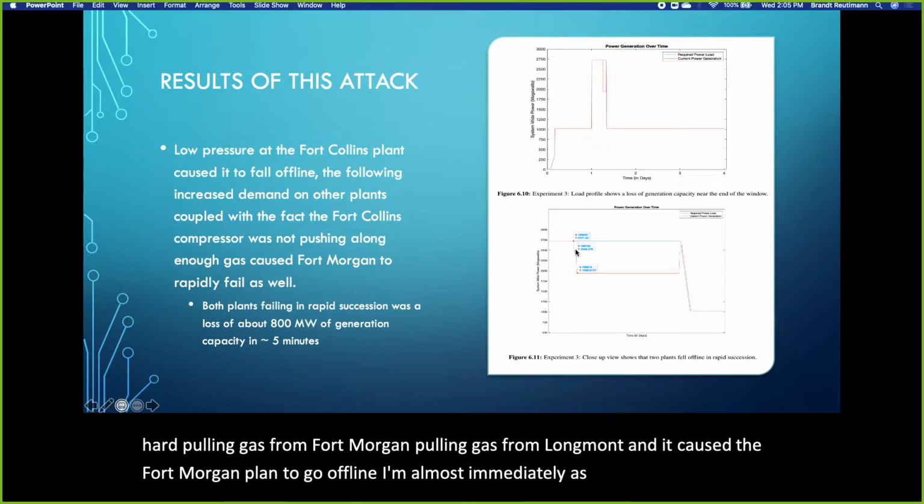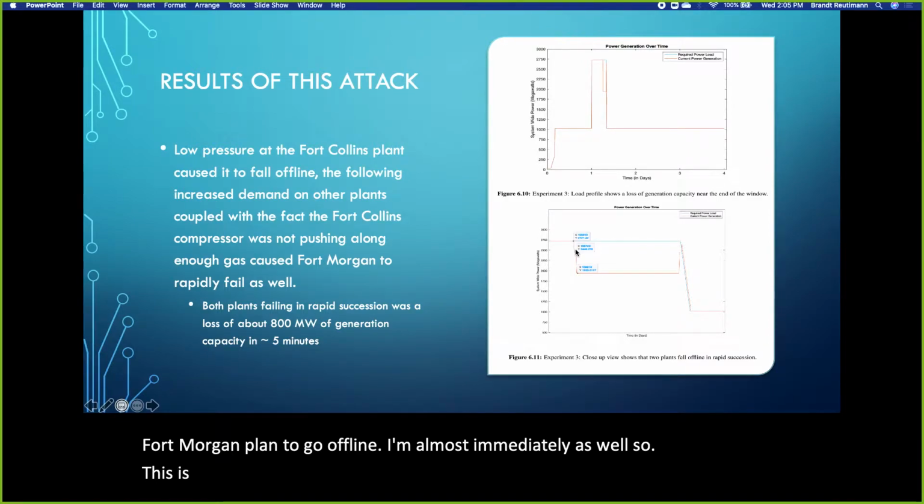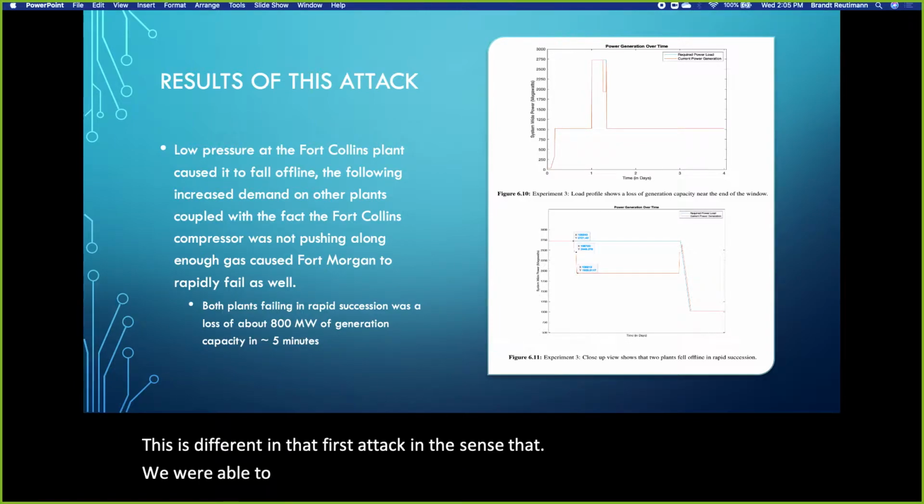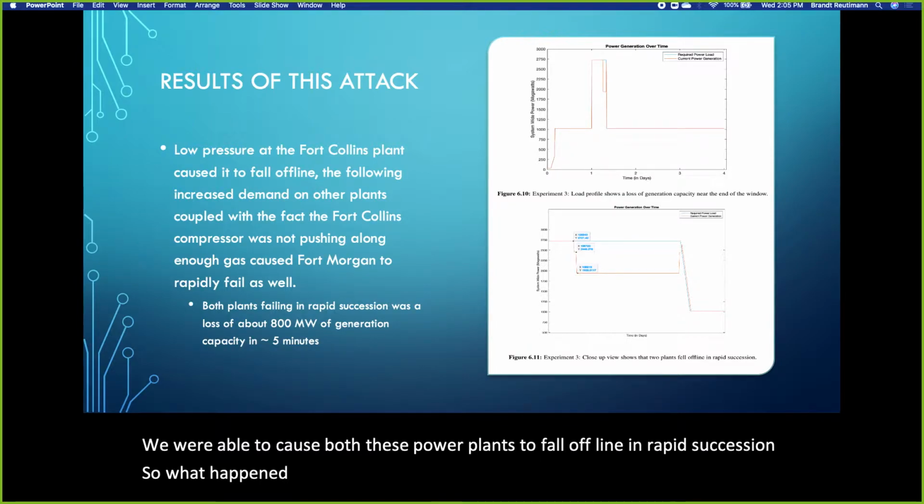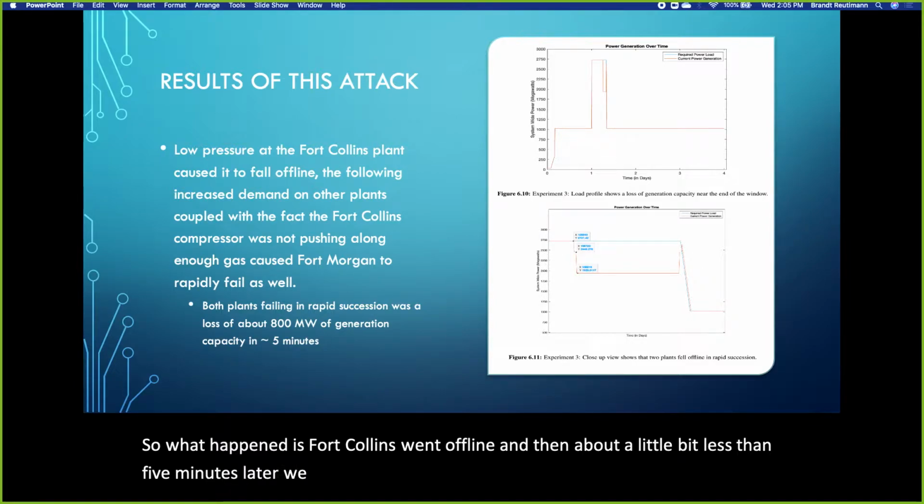This is different from that first attack in the sense that we were able to cause both these power plants to fall offline in rapid succession. So what happened is Fort Collins went offline, and then a little bit less than 5 minutes later, we also got the Fort Morgan plant to go offline.